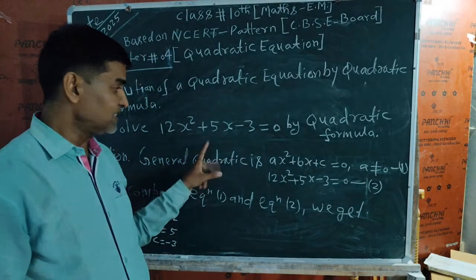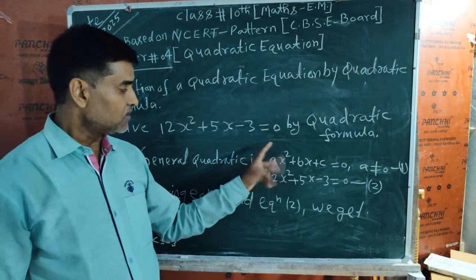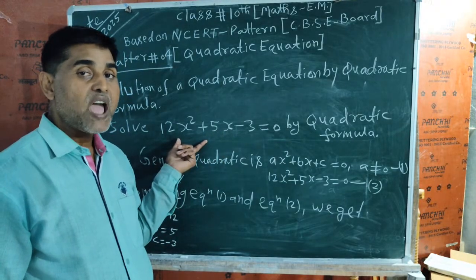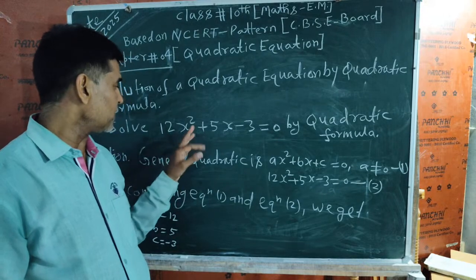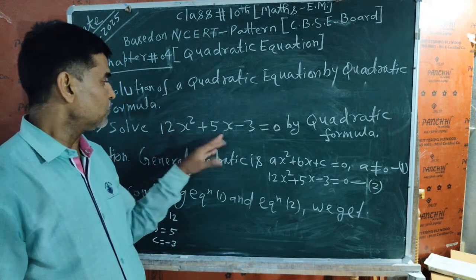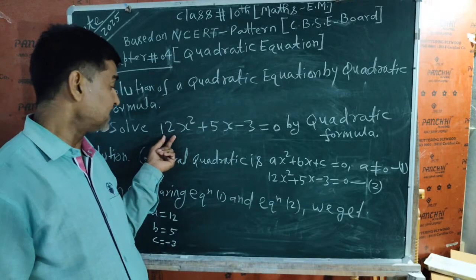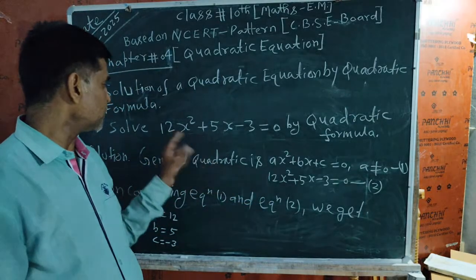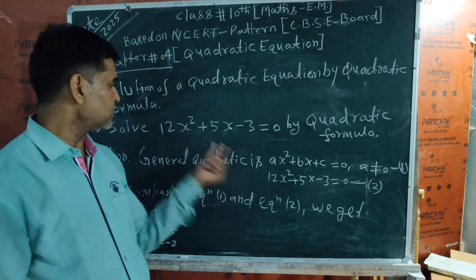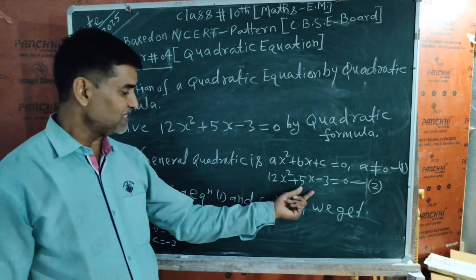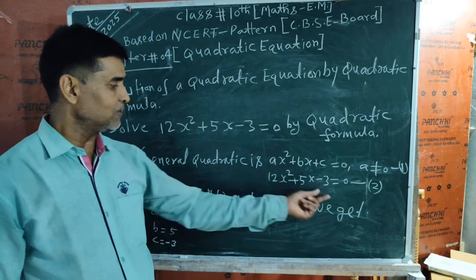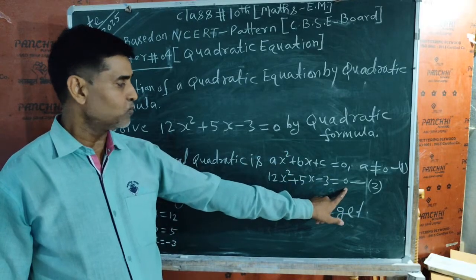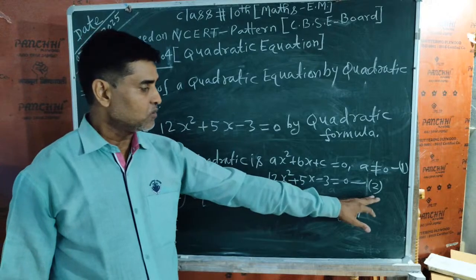my solution is that first of all we have to write the general quadratic equation and then the particular quadratic equation which is given in the question, and we have to write it properly. Okay students, properly means we must not miss any term, any word, any digit in the given question. So we write the same: 12x square plus 5x minus 3, and on the right hand side 0. I will say this is equation number 2.